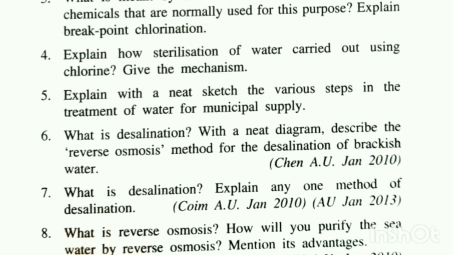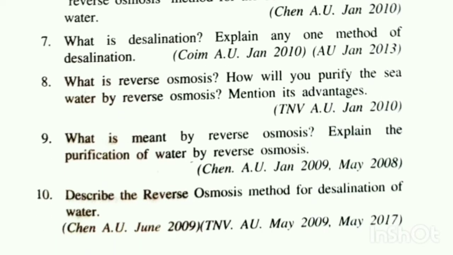Now look at the eighth one. What is reverse osmosis? How will you purify the seawater by reverse osmosis and then mention its advantages? சேம் கொஸ்டின் தான். ஃபர்ஸ்ட்ல வந்து ரிவர்ஸ் ஆஸ்மோசிஸ்னா என்னது, தென் how will you purify the sea water by reverse osmosis and then you have to write the advantages also. Okay? Ninth one, what is meant by reverse osmosis? Explain the purification of water by reverse osmosis. So இதுவும் சேம் தான், அதே ஆன்சர் தான் வரும்.